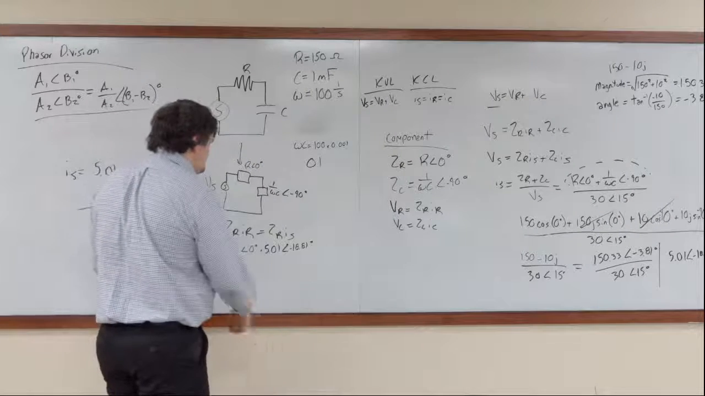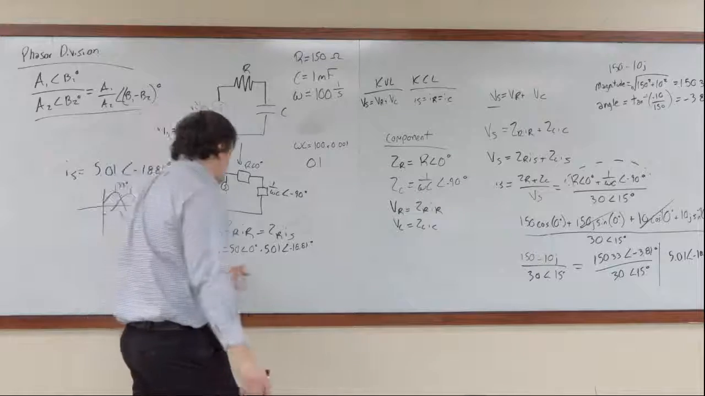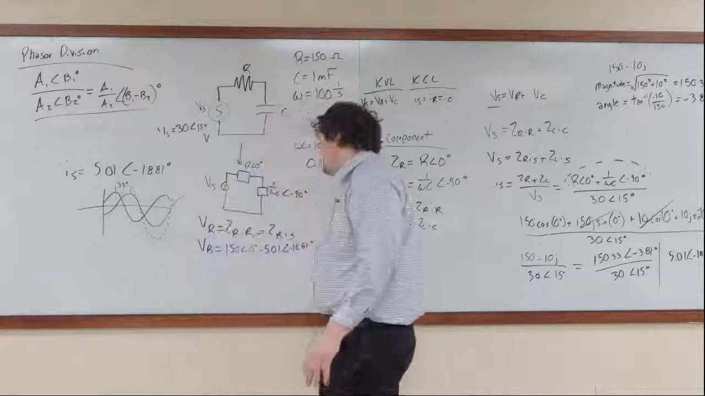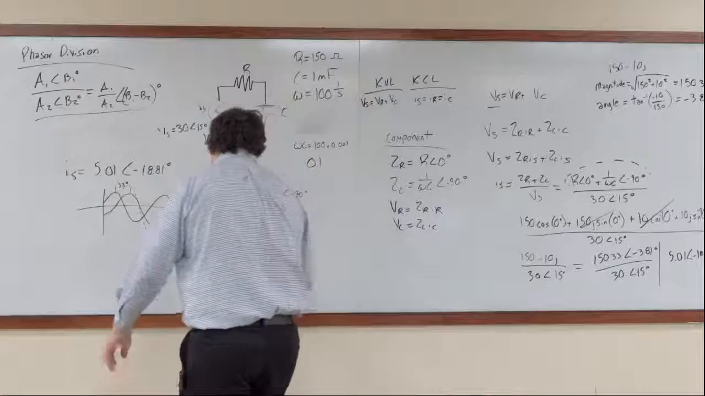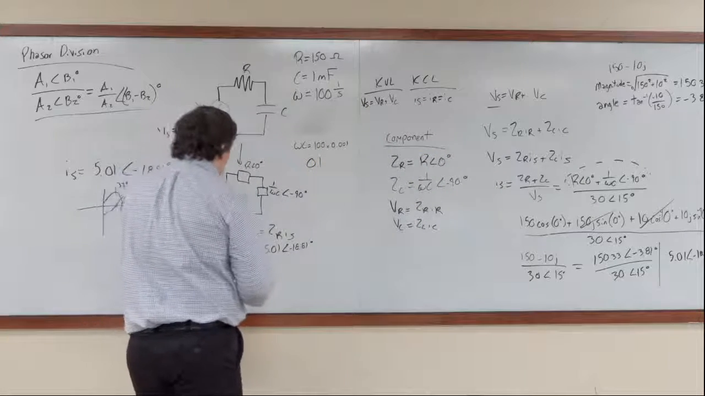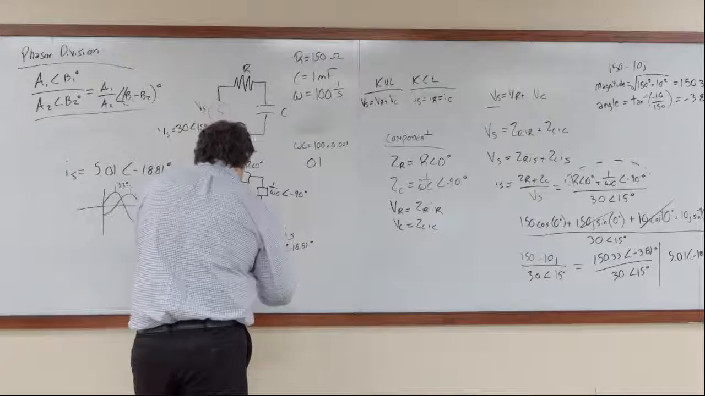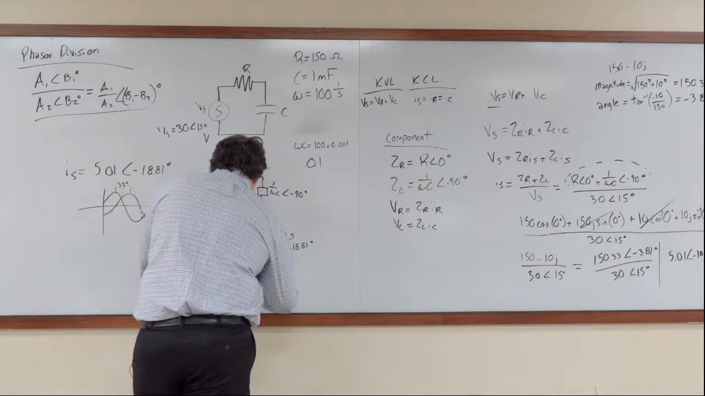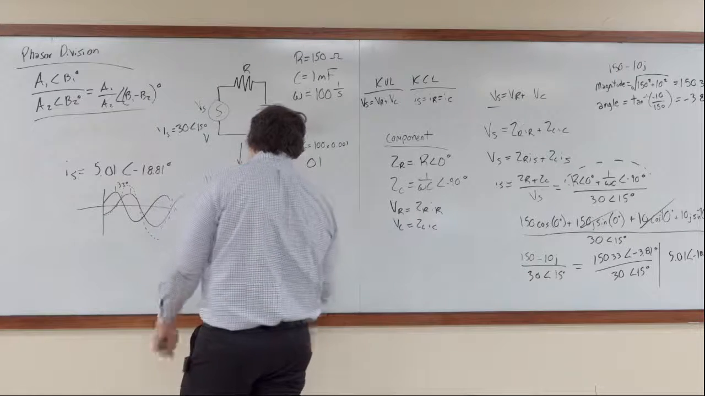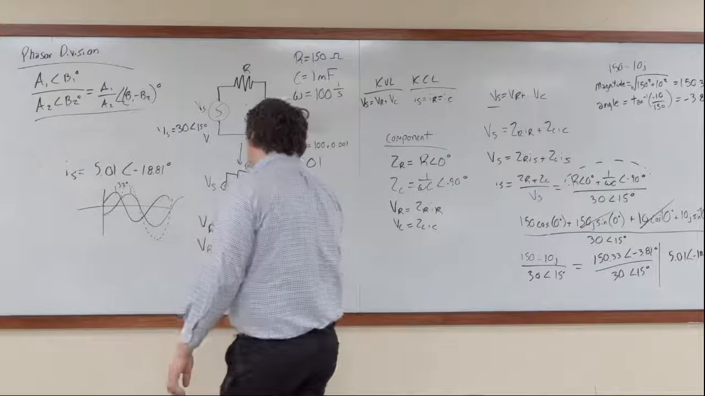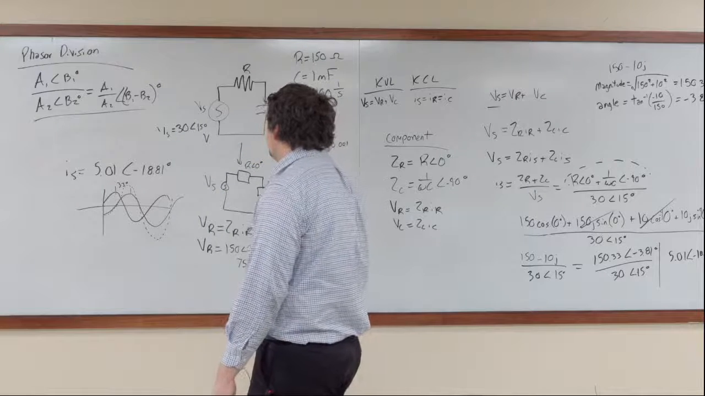But we can take this and just multiply them together. So you have 150 multiplied by 5.01, which should be something like 751.5. That doesn't work. That's fantastic. What did we do wrong?